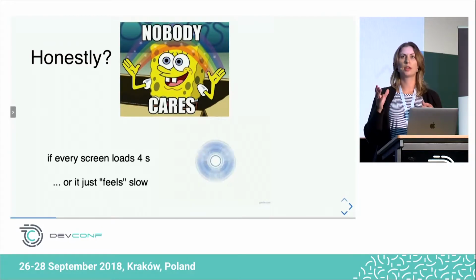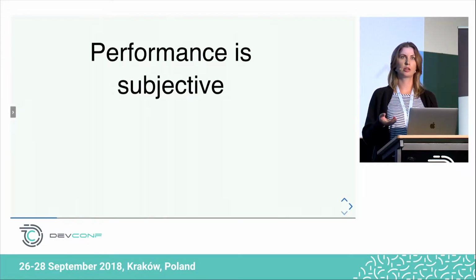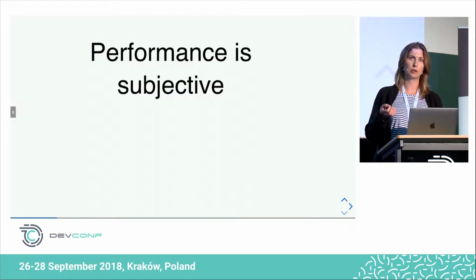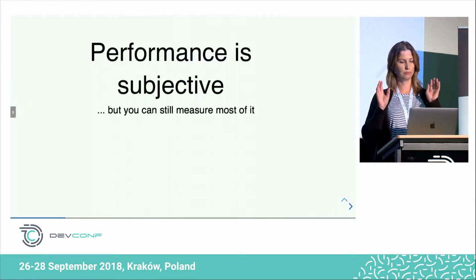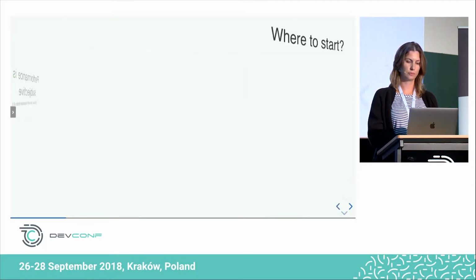Sometimes customers just say it feels slow. We will talk about that in a minute. Because performance is really subjective, right? If you are working on an application for your grandma to upload pictures, the performance standards will probably be a little bit different than if you work on an app for millennials, right? Because they are eager to get everything at this moment. But the good news for us as engineers is that you can still measure most of it.